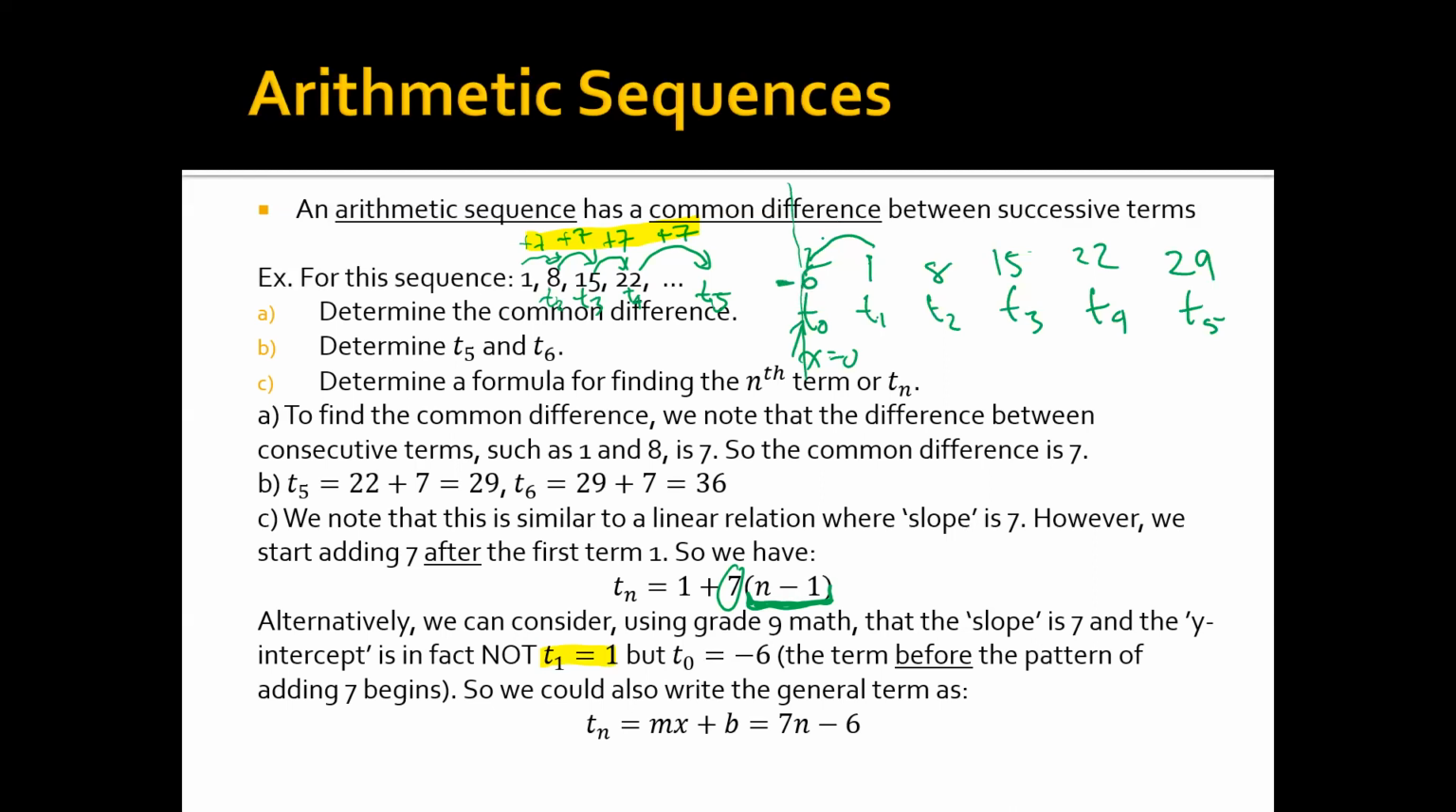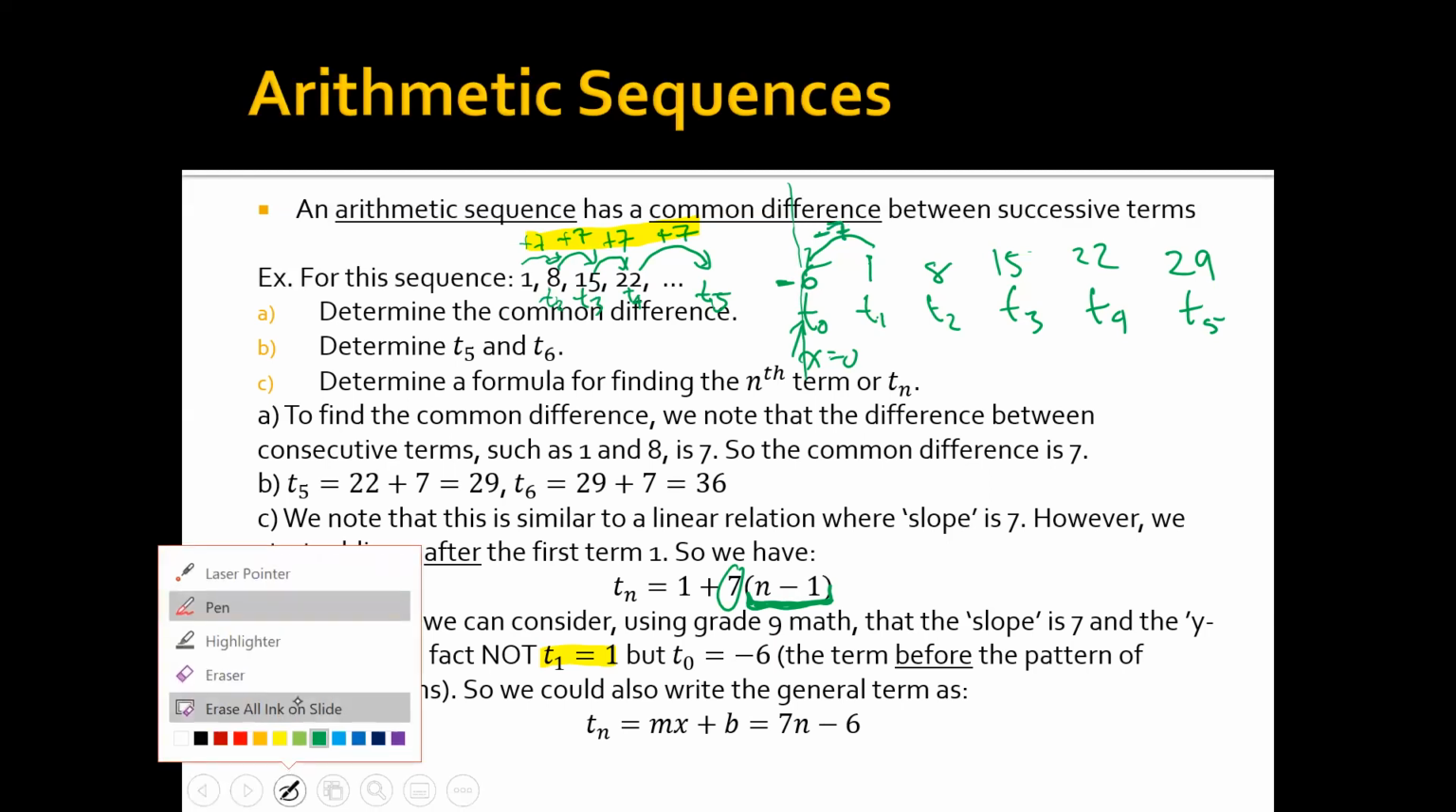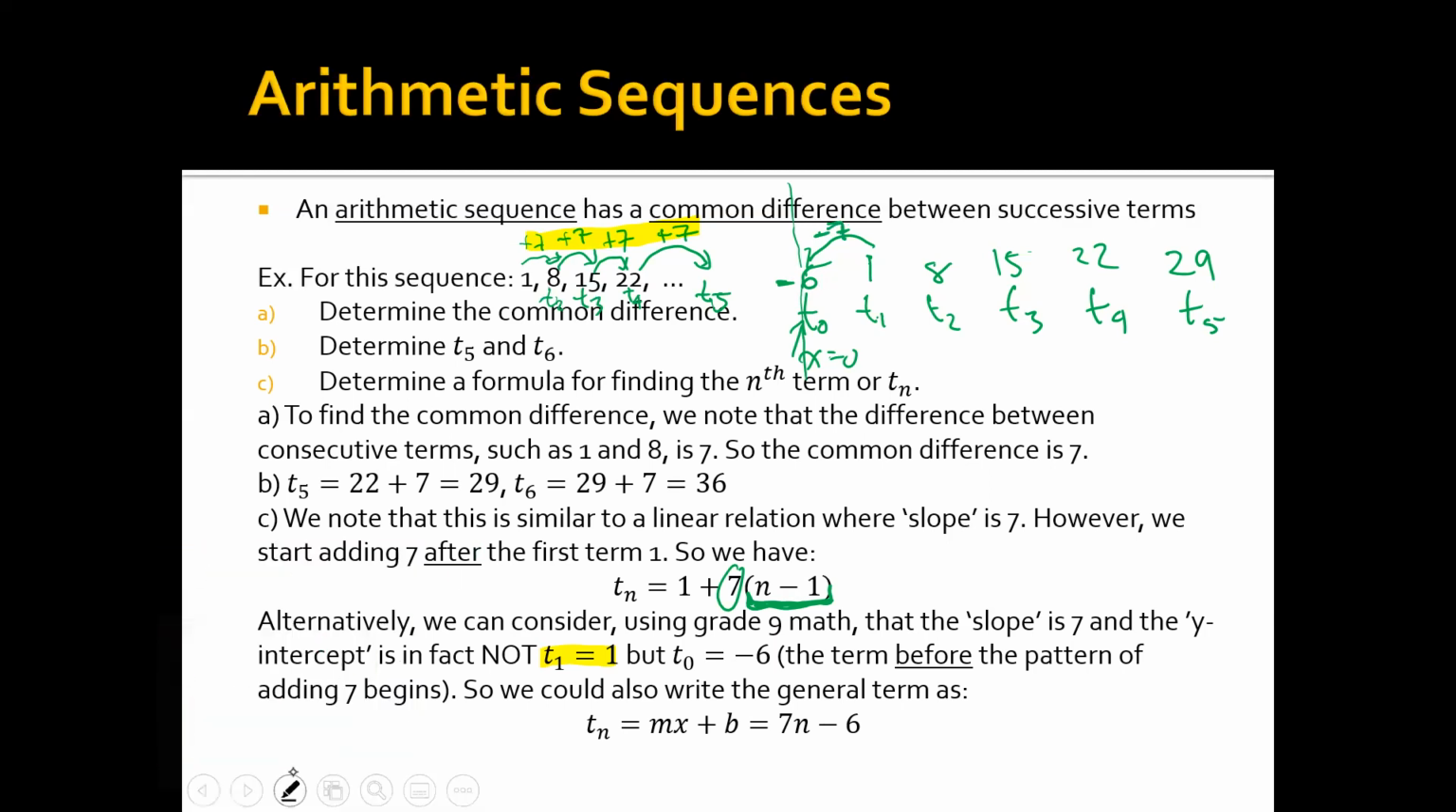And why is it -6? Again, we work backwards. Instead of adding the 7, we subtract the 7. So we realize that we can go back one step, and going back one step allows us to see that there's actually a 0 term that is -6. That 0 term, -6, is going to help us write the general term. This is very similar to what you did in grade 9. Remember in grade 9, we had the equation of a line, which was y equals mx plus b. Well, the only difference is that instead of y, it's t at n equals mx plus b.